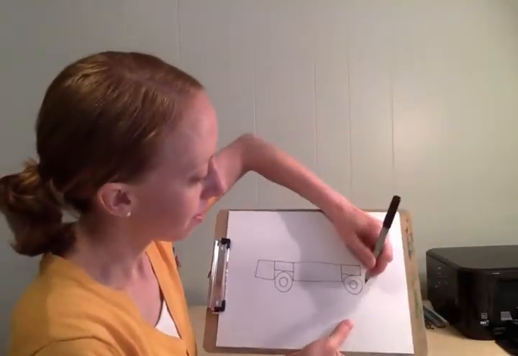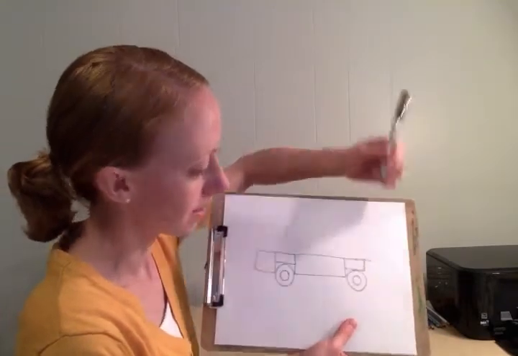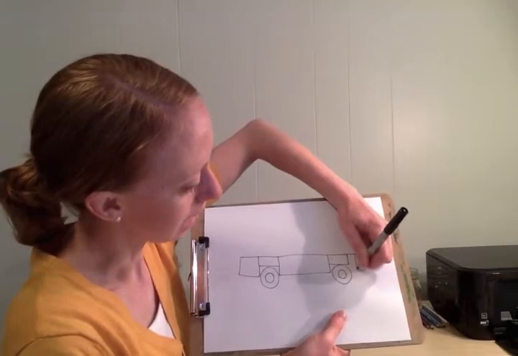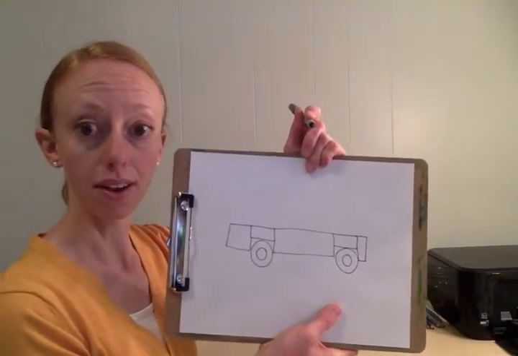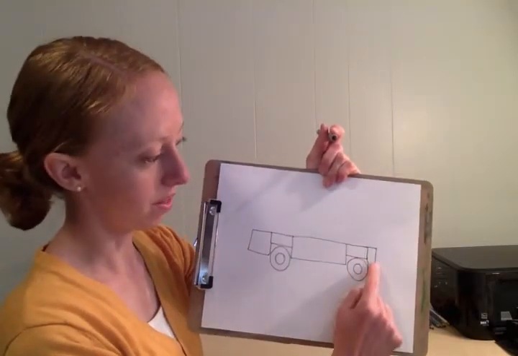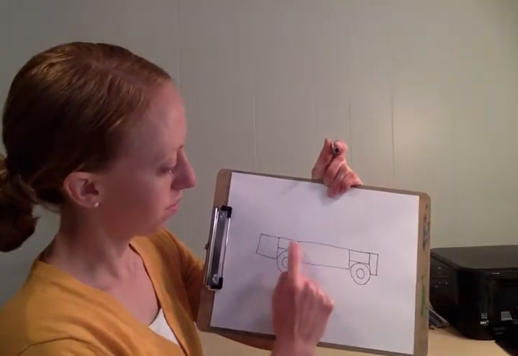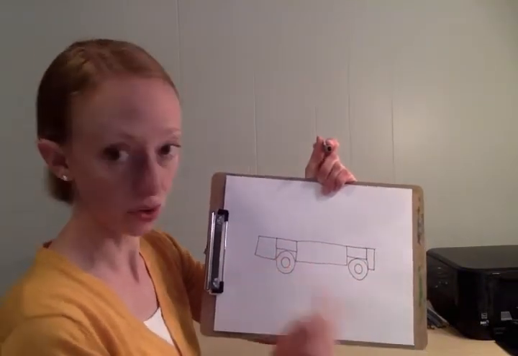And then at the very front here, I'm going to do another rectangle, a little line that goes out. This time my rectangle is going to go down, over, and back up. So that's kind of where the wheel fits inside. So we have 1, 2, 3, 4 rectangles and 1 square, and we drew 4 circles.